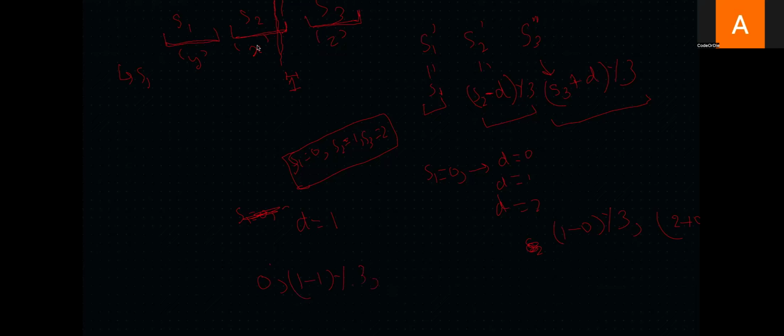And S3, which is 2, and D is equal to 1. So 2 plus 1 is 3, 3 plus 1 is 3 modulo 3, 2 plus 1 is 3, 3 modulo 3 is 0. So see, all became equal. So still it's valid. Can you see that? It's still a valid solution.